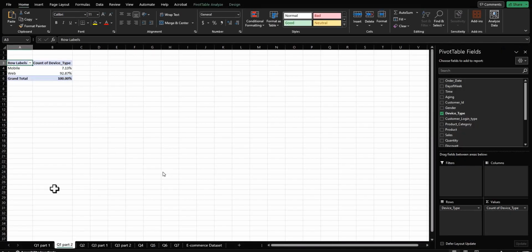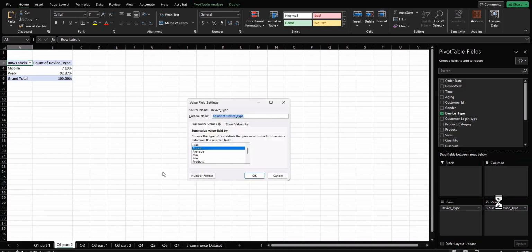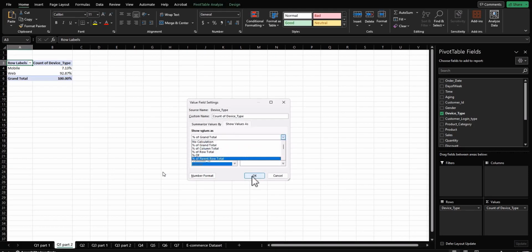Okay. Second question is, what is the percentage distribution of customers across each type of device? I created another pivot table. You could use the same pivot table, but I created one so that I wouldn't forget one. In this case, the only thing that I changed is still device type in rows and count of device type, but I click the little drop-down menu and I hit value field settings. And then under Show Value As, I click the drop-down menu and choose percent of grand total.